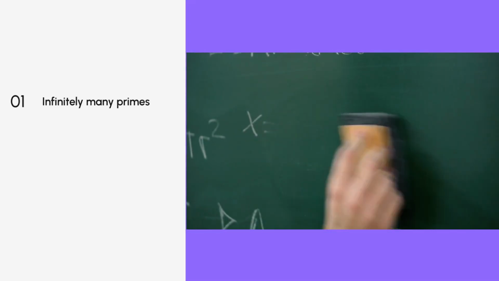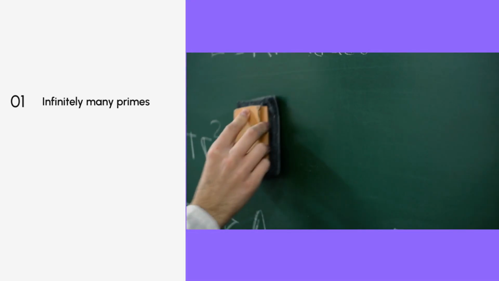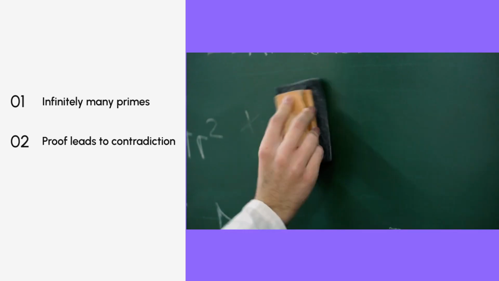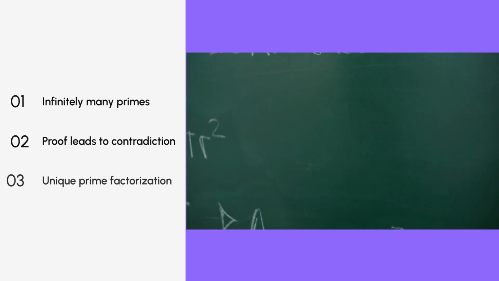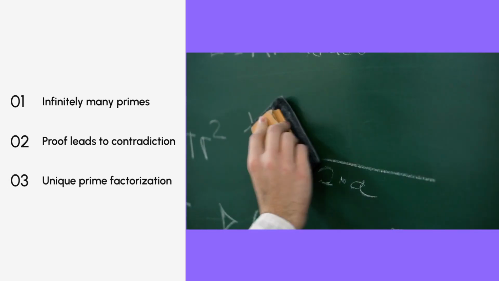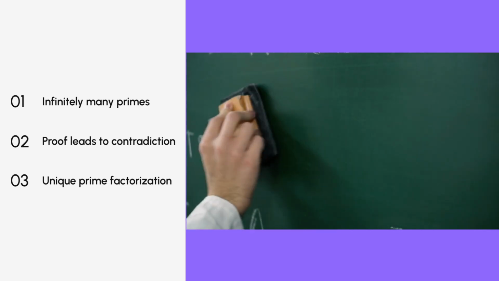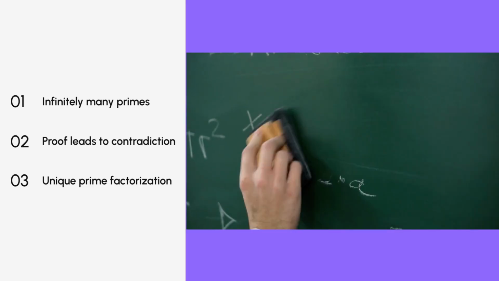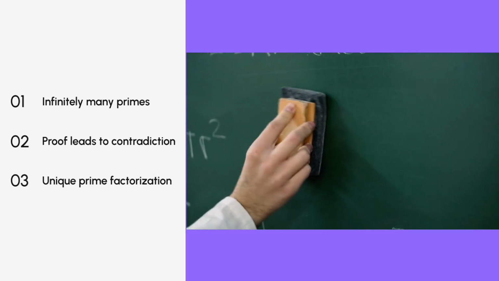Euclid's theorem states there are infinitely many primes. The proof involves assuming a finite list of primes and deriving a contradiction. Every integer greater than 1 can be uniquely factored into primes. This uniqueness is foundational in cryptography. Fermat's little theorem relates to prime numbers and modular arithmetic.